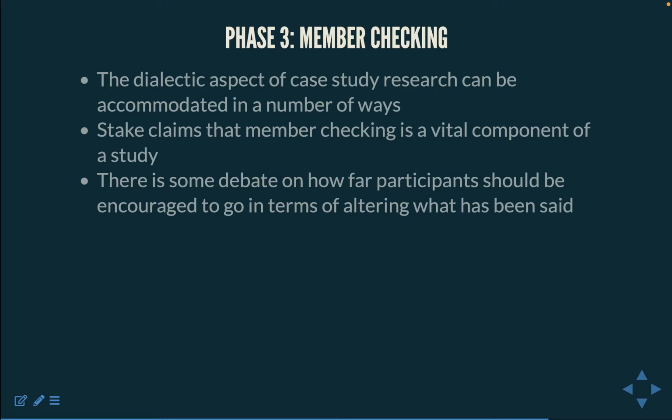Stake claims that member checking is a vital component of the study, not just in terms of adding to the credibility of the study, but also improving the quality of the final case report. There is some debate on how far participants should be engaged to go in terms of altering what has been said and done, but it is the responsibility of the researcher to control this procedure to allow for the maximum information yield. It is also necessary to complete the dialectic aspect of the study.